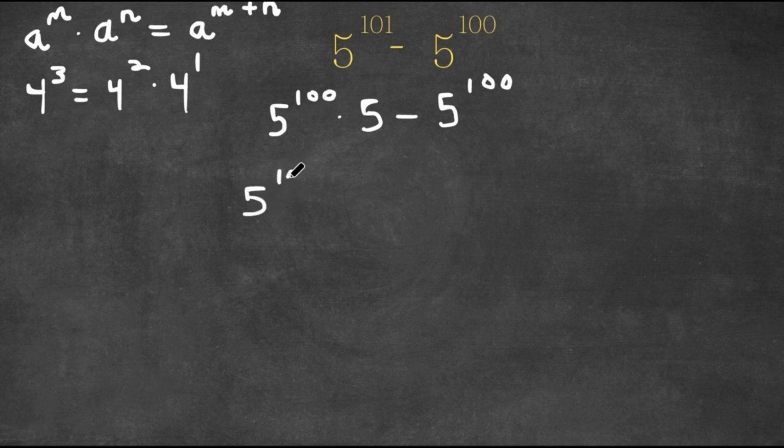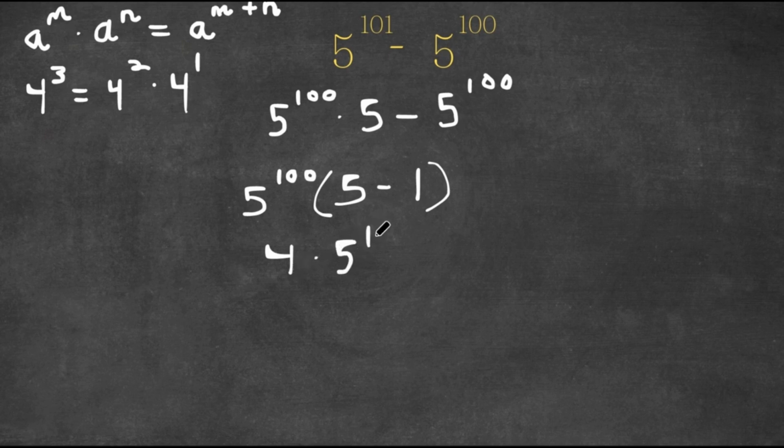So now we have 5 to the power of 100 times, now 5 to the power of 100 times 5 divided by 5 to the power of 100 is simply just 5, minus 5 to the power of 100 divided by 5 to the power of 100 is 1. So we have 5 to the power of 100 times 5 minus 1. 5 minus 1 is simply 4. So now we have 4 times 5 to the power of 100. And this is going to be our answer.